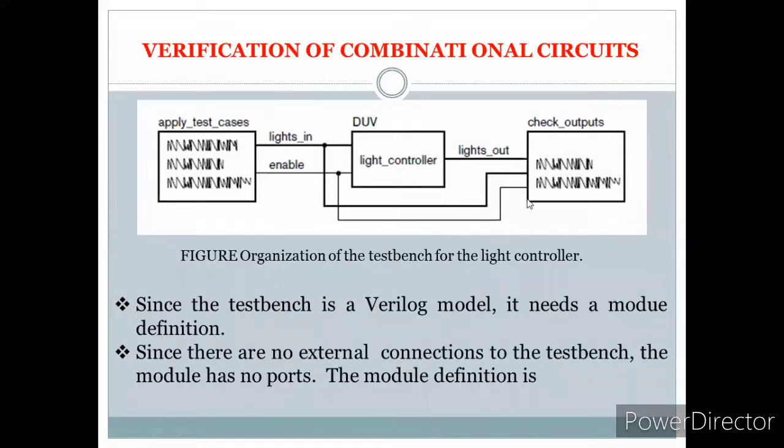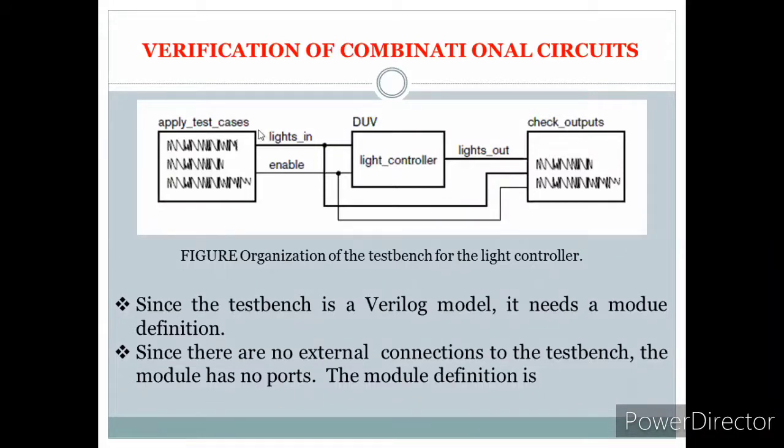If you observe the model now, this is the simple design methodology. There is a DUV. Assume that this is a light controller which is controlling the light. And the input to this is enable and light sign. When enable is 1, whatever light input is there is passed on to the light out. This is the model that needs to be verified.